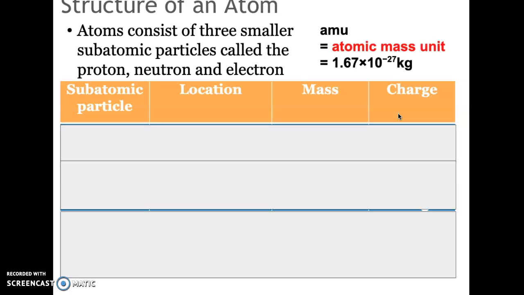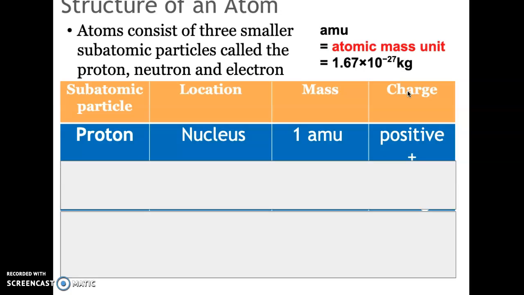So, the structure of an atom. Atoms are made up of 3 small subatomic particles. These are called protons, neutrons, and electrons. I'm going to show you this chart. For each subatomic particle, I'm going to show you where they are in the atom, how much their mass is, and what their charge is.